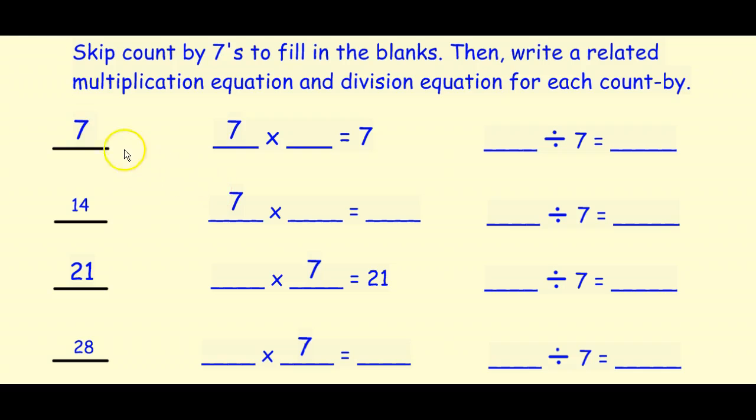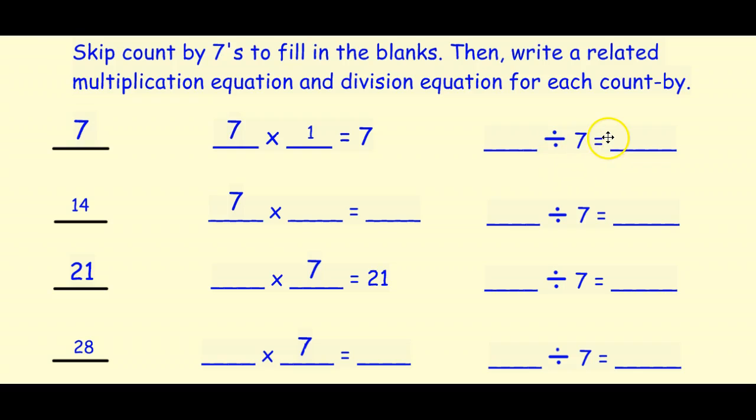So we're going to go back up here to the top, and we're just going to work straight across. Remember, division and multiplication are related, so in your multiplication and division equations, you're going to have the same numbers. So 7 times what equals 7? 1. That one's the easiest one to start with.